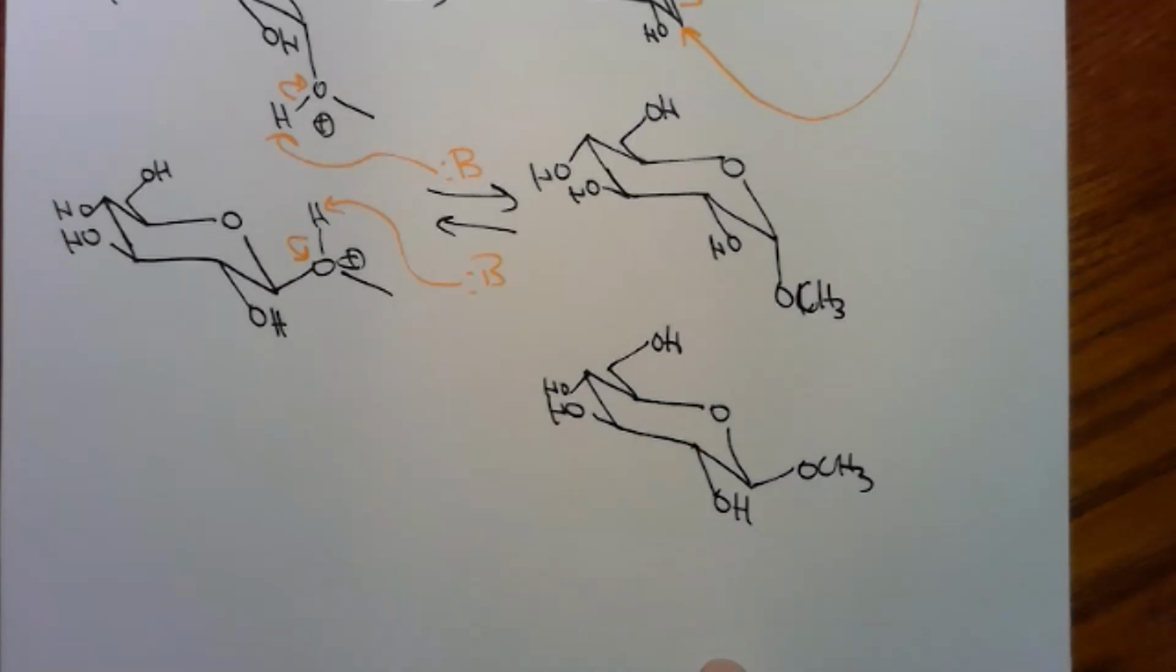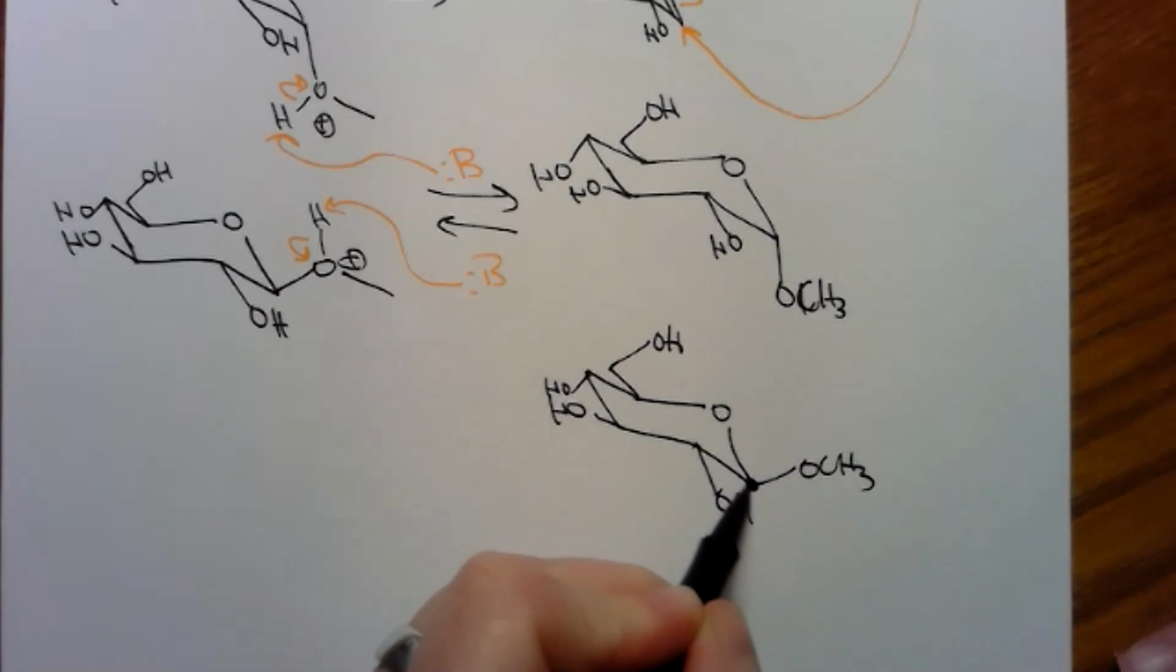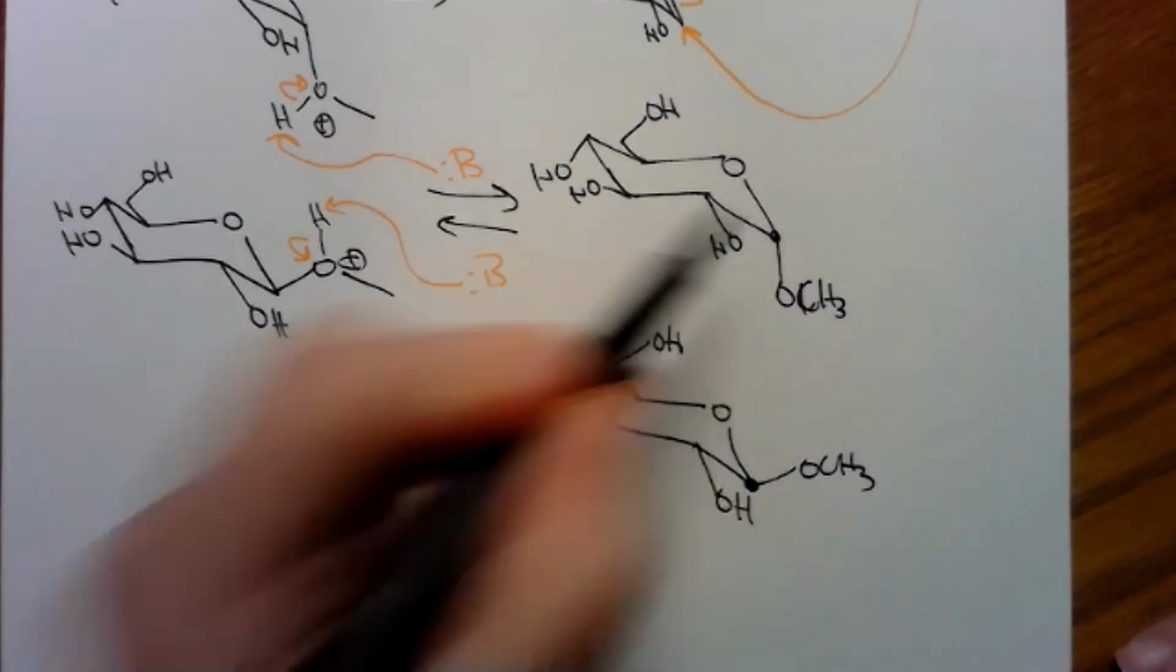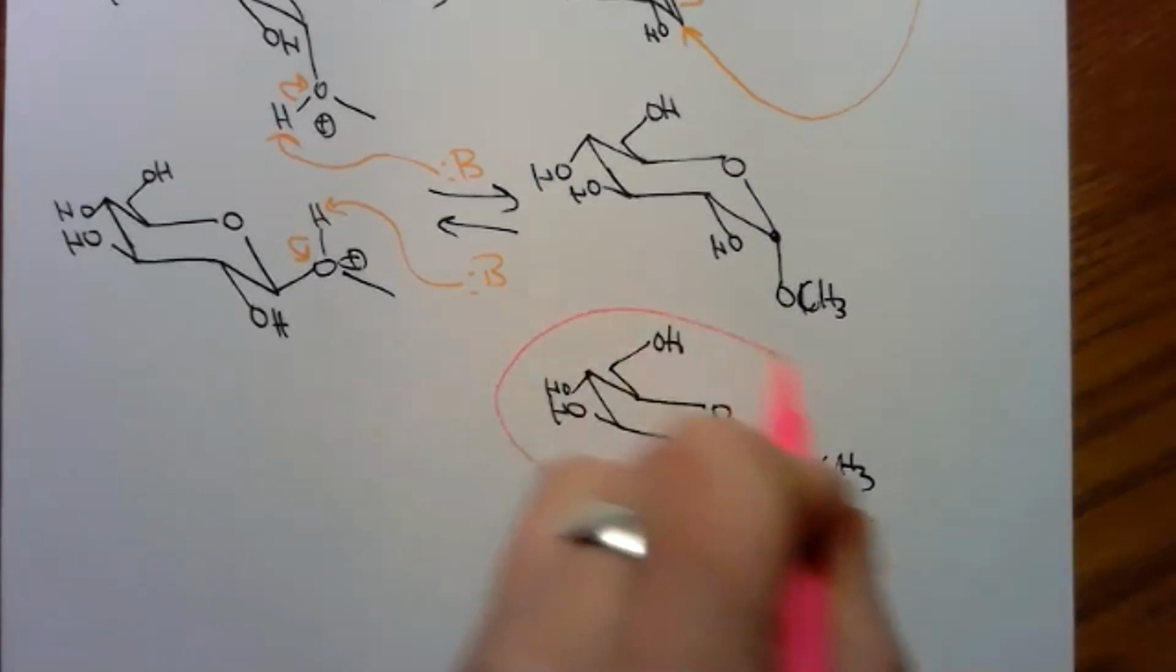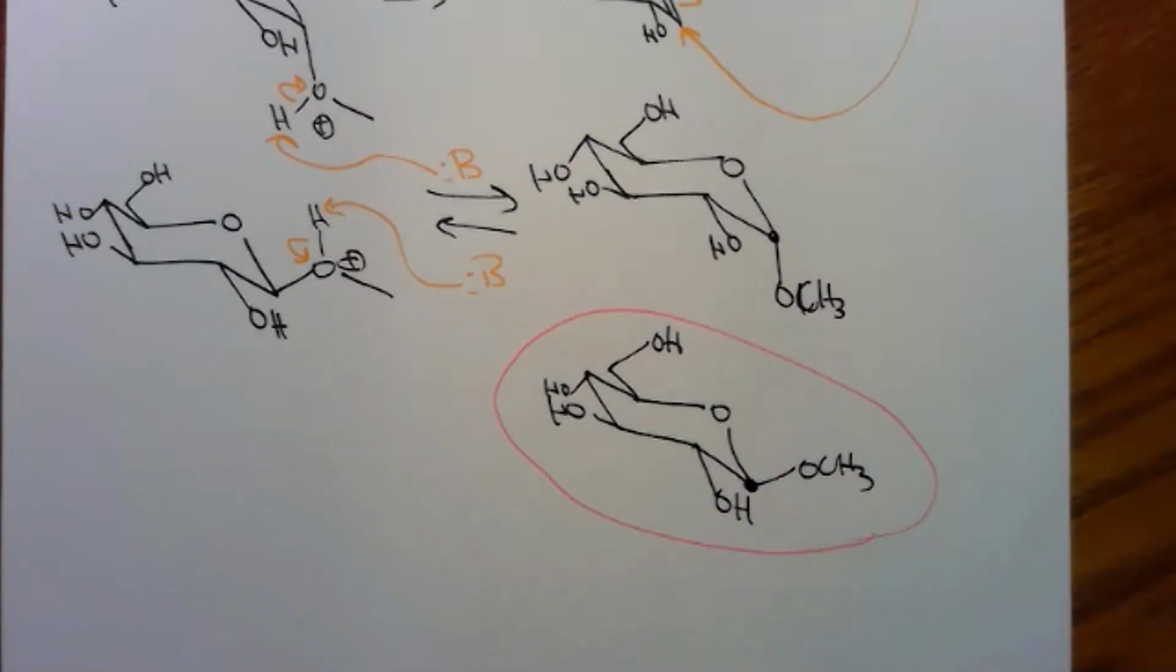So this is called a glycoside because my anomeric carbon is now an acetal. That's what a glycoside bond is. So both of these products are formed, but would you have a guess at which one is most likely the major? This one. Why is this one most likely the major?